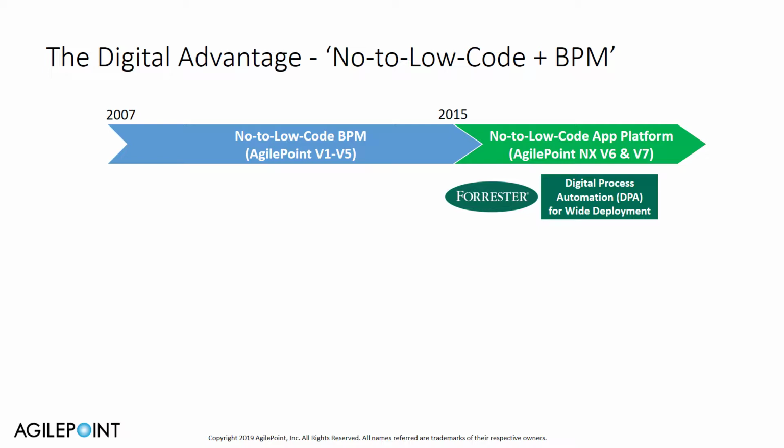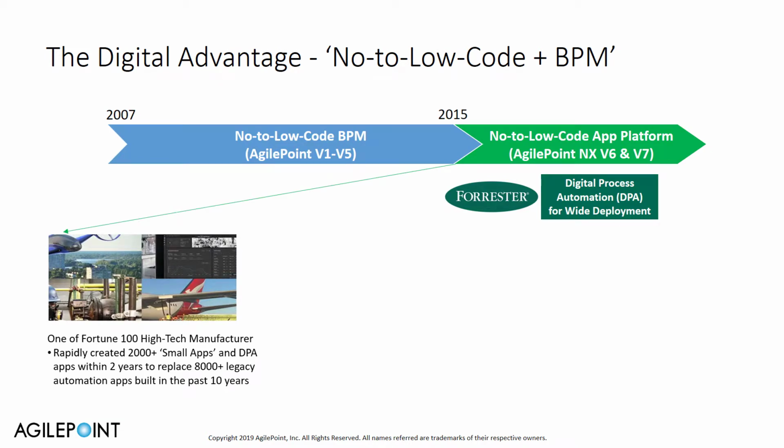Now let's speak a little bit to the digital advantage that can be created through this sort of pervasive digitization, right? Or attacking this middle ground and small app segment of the application portfolio. The first example that I'd like to go through today is a Fortune 100 manufacturer who rapidly created 2,000 of these types of small applications and digital process automation apps within 2 years, right? And did so to replace 8,000 legacy applications that they'd built over a period of 10 years.